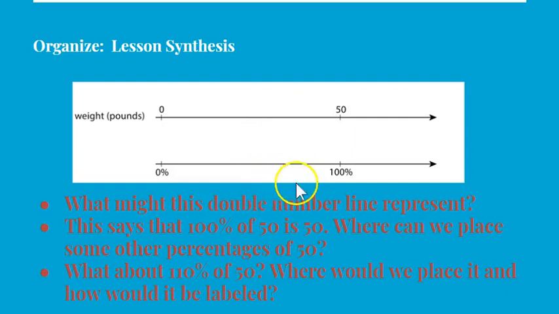Where can we place some other percentages of 50? Well, we can easily put 50% would be 25 pounds. We could do, like we just said, that 20% is 10 pounds. We could have 10% being 5 pounds. What about 110%?